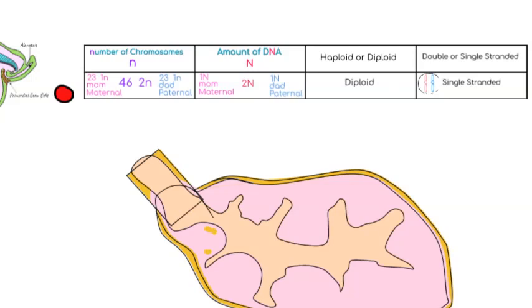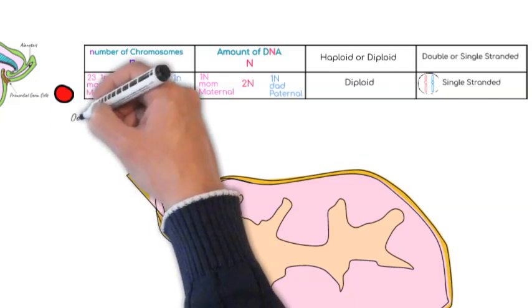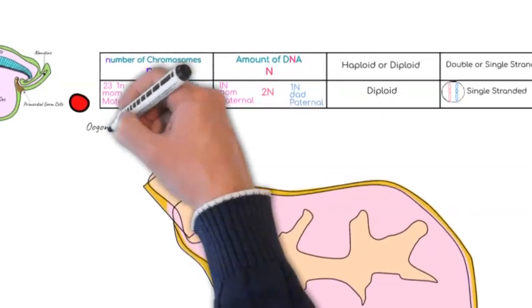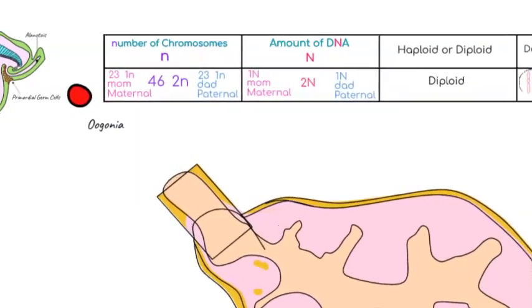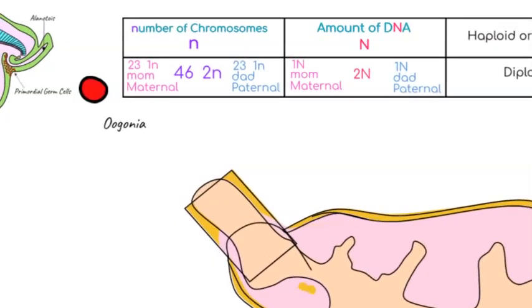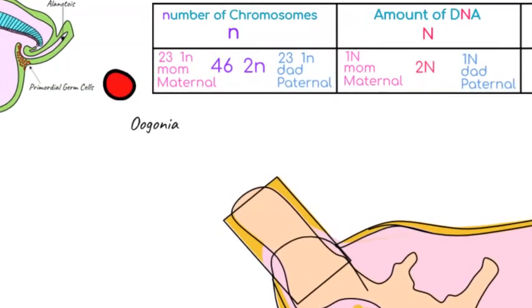When these primordial germ cells are multiplying by mitotic division, they are producing the next generation of cells, which are called oogonia. Because these oogonia are produced as a result of mitotic division of the primordial germ cells, the number of chromosomes and the amount of DNA is the same as the primordial germ cells that we just talked about.